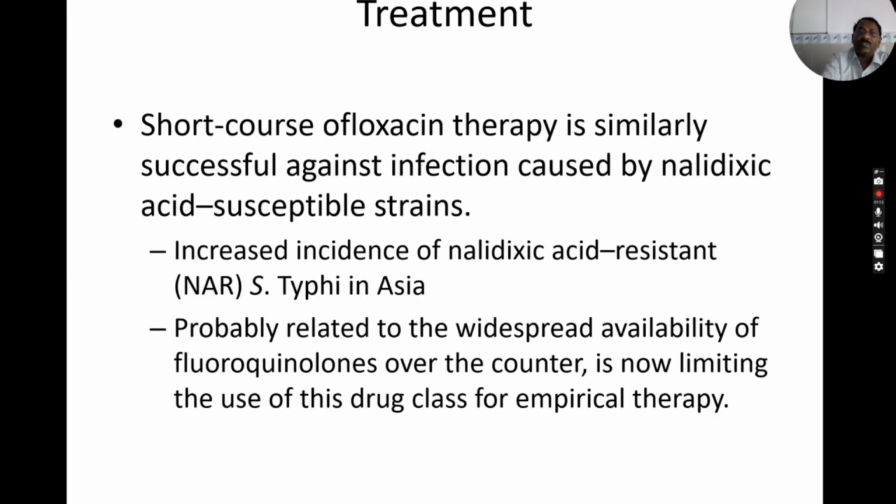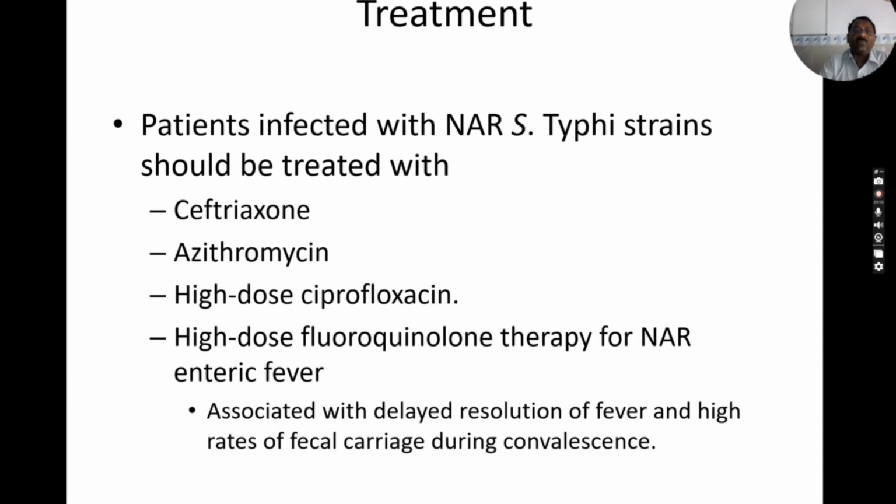Short course ofloxacin therapy is similarly successful against the infection caused by the nalidixic acid susceptible strains. Increased incidence of nalidixic acid resistant Salmonella Typhi and Paratyphi A is also there, probably related to the widespread availability of the fluoroquinolones over the counter, which is now limiting the use of this drug class for the empirical therapy. So most of the people, even the RMPs and at the medical shops, give the Cefran or Quintor, ciprofloxacin for most of the fevers. Okay, so that is the reason that it has become resistant in the majority of typhoid fevers.